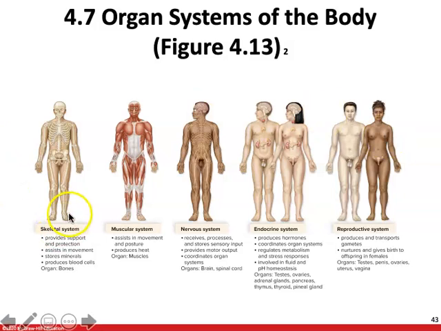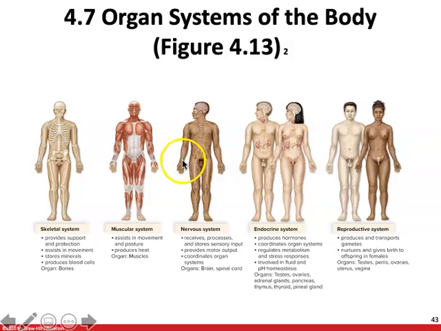Then we'll get into the skeletal system. The skeletal system provides support and protection. It's going to assist in movement, store minerals, produce blood cells, and the main organ that we will talk about will be the bones. The muscular system assists in movement and posture. It also produces most, really all, of our heat. And the primary organ will be our muscles.